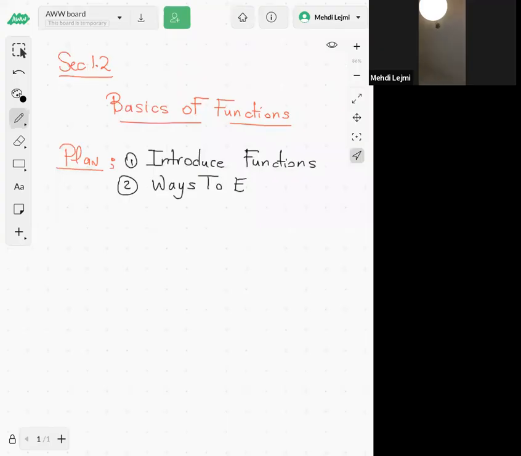Yeah, so ways to express functions, and then I'm going to talk about domain and range of functions. So this is like the plan for today.